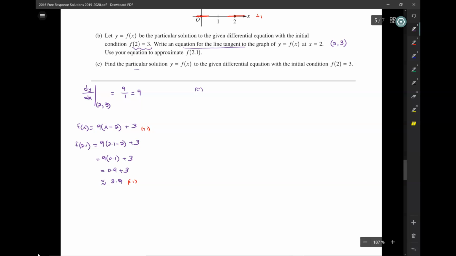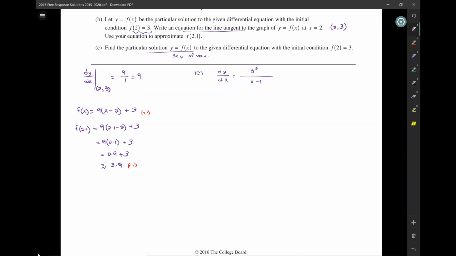C, find the particular solution to the given differential equation with this initial condition. So here you have to do separation of variables. We have dy/dx is equal to y squared over x minus 1. I haven't done anything yet, I've just copied. Separation of variables: we've got to get all the y's on one side and all the x's on the other side. So it's going to be dy over y squared is equal to 1 over x minus 1 dx.